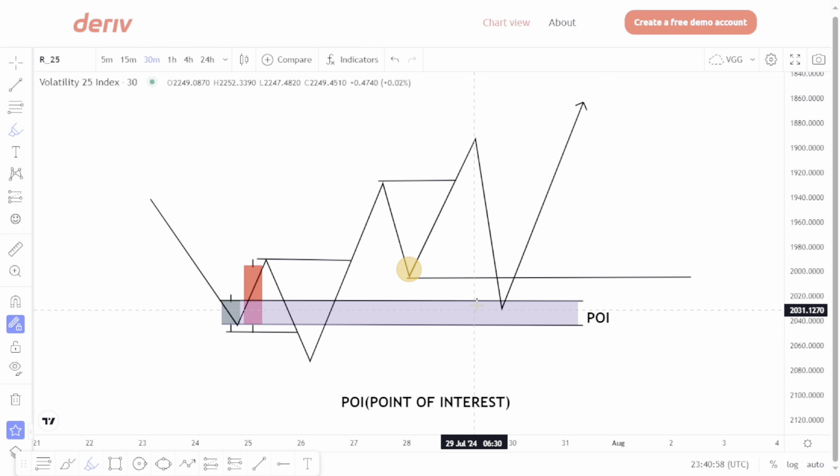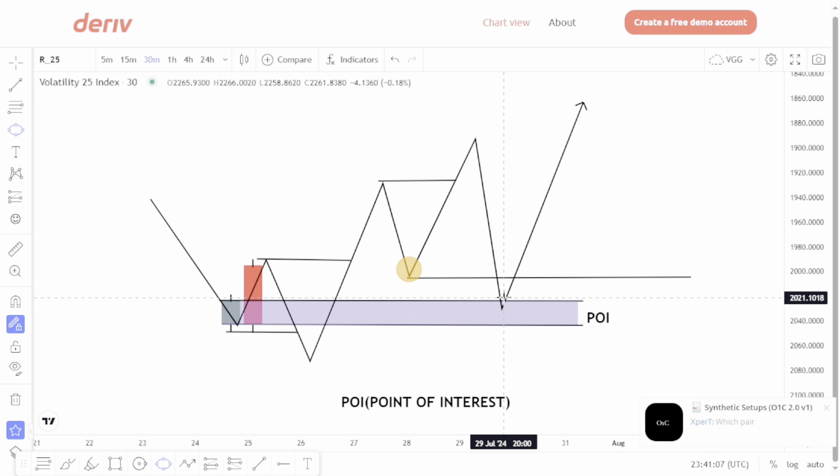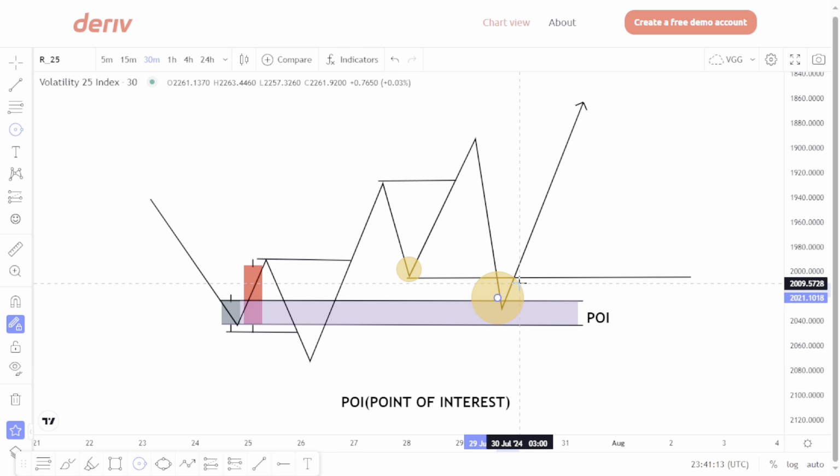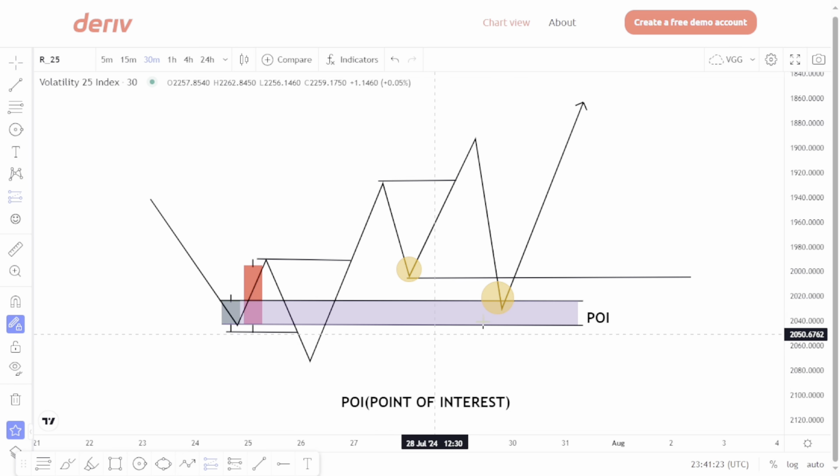At your POI is the area where you want to be buying this market. This area here is where you want to be buying, at your supply or demand zone. So you can go to the 5 minutes time frame, the 15 minutes time frame, and get your entries.